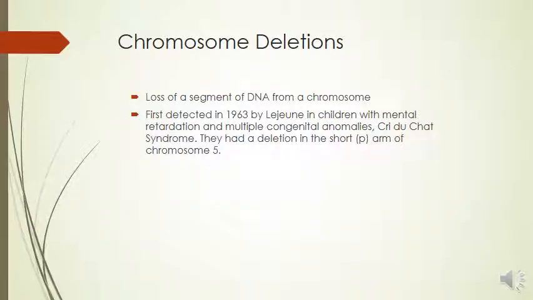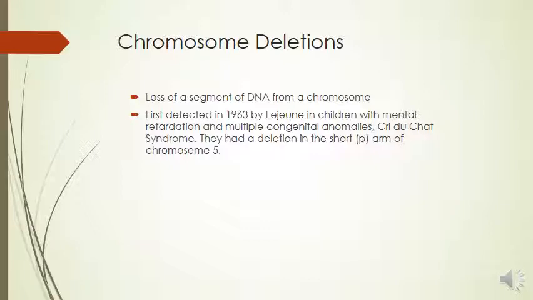Looking at chromosome deletions, the loss of a segment of DNA from a chromosome is a chromosome deletion. First detected in 1963 by Lejeune when he visited children who had mental retardation and multiple congenital anomalies. They had a condition called cri du chat syndrome, the cry of the cat, because when they cried when they were young, they sounded like a cat. They were found to have a deletion in the short arm, the p arm, of chromosome number 5.